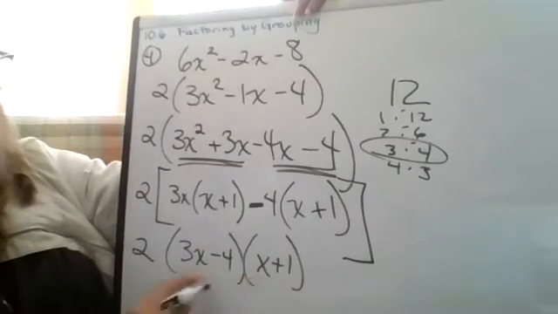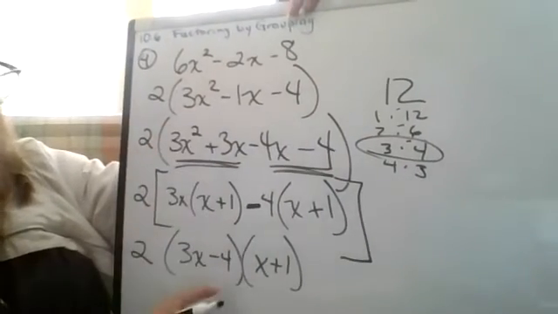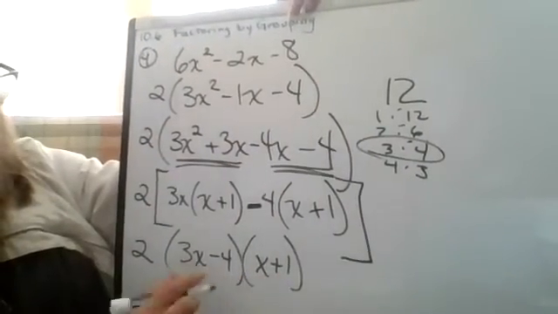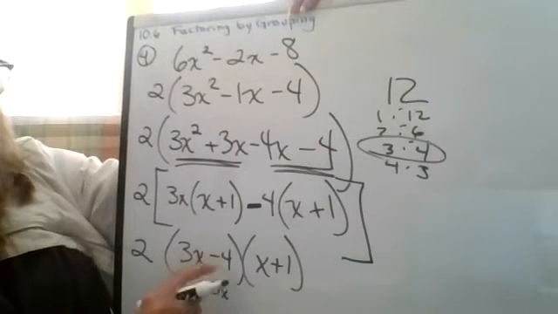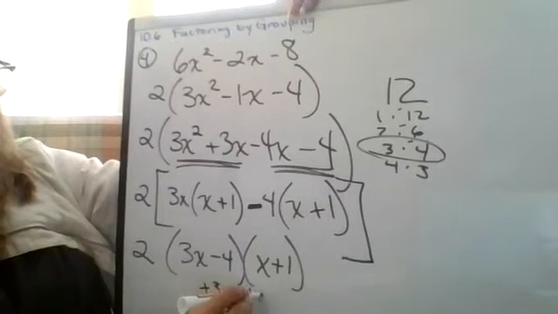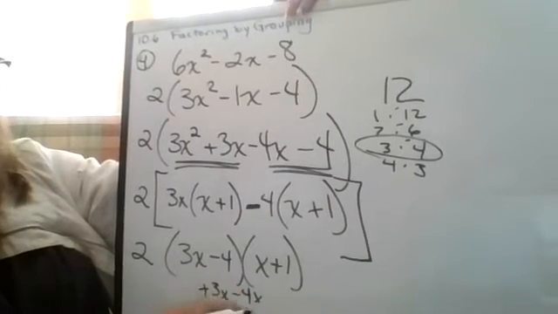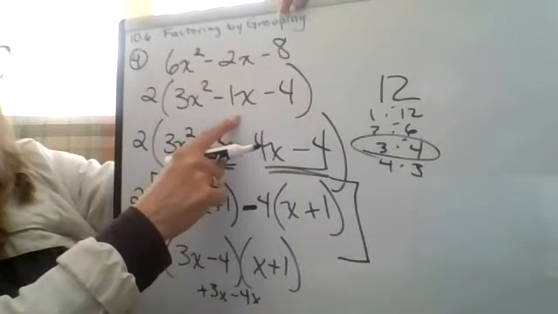So 3x times x is 3x squared. Check. My outers would be positive 3x. My inners would be negative 4x. And what is 3x minus 4x? Yes, it's negative 1x, what we started with there.